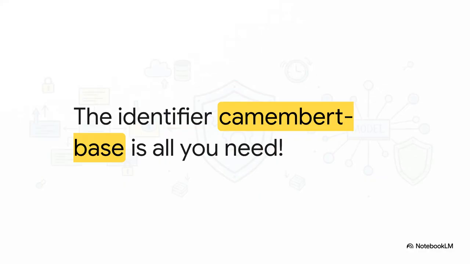So for our specific requirement, we search the hub and we decide to go with the CamemBERT base checkpoint to try it out. And you know what's crazy? That simple string, just that single identifier right there, is literally all we need to start using this model. We don't have to download massive files manually. We're not writing hundreds of lines of complex configuration code. We just need to know its name.